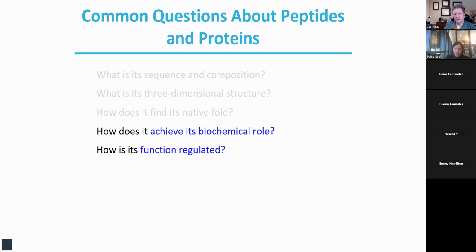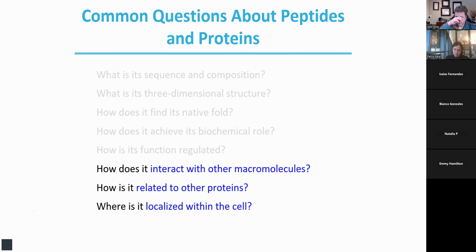How does this protein achieve its biochemical role or function? And how is that function regulated? Then, how does it interact with anything else? And how is it related to other proteins? And where is it within a cell? These are all really important questions that we want to answer when we're studying a protein.